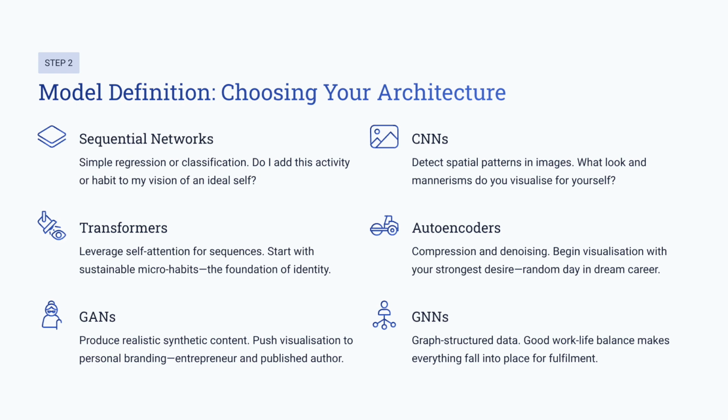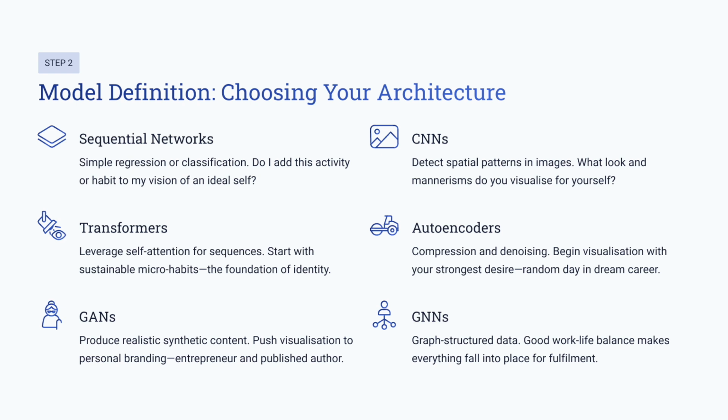4. Autoencoders, used for compression, denoising, and dimensionality reduction. It's like starting visualization with our strongest desire. It could be a random day in our dream career or preparing breakfast for the children we're yet to be blessed with. 5. Generative adversarial networks, capable of producing realistic synthetic content. Can we push visualization to the realm of personal branding and think of some extra features, such as entrepreneur and published author or mentor?